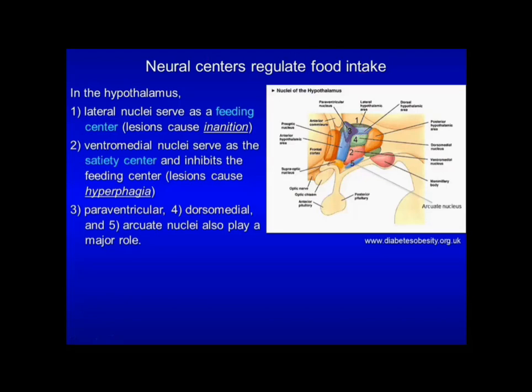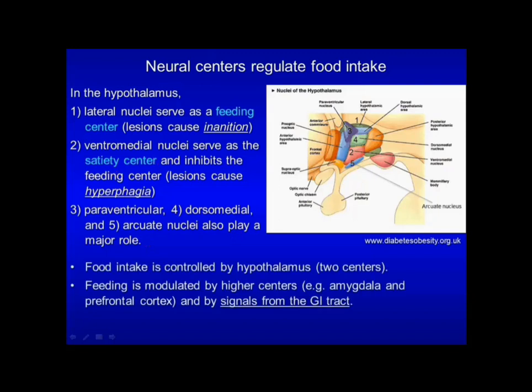Another center, located in the ventral medial nuclei, serves as the satiety center. The satiety center inhibits the feeding center. In addition, 3 other nuclei also play a major role in control of appetite. For this class, we will focus on these 2 centers. In summary, food intake is controlled by 2 centers in the hypothalamus. Feeding is modulated by higher centers and by signals from the gastrointestinal tract.